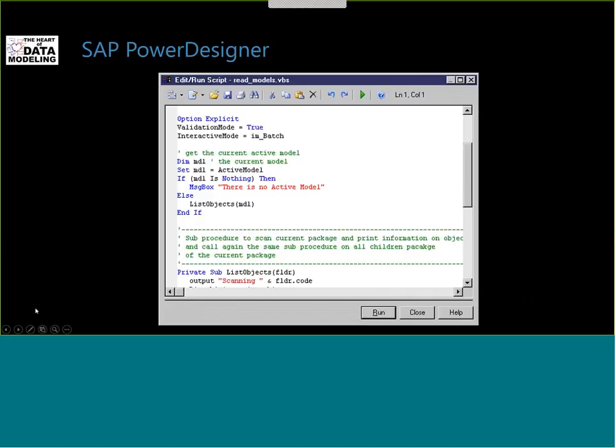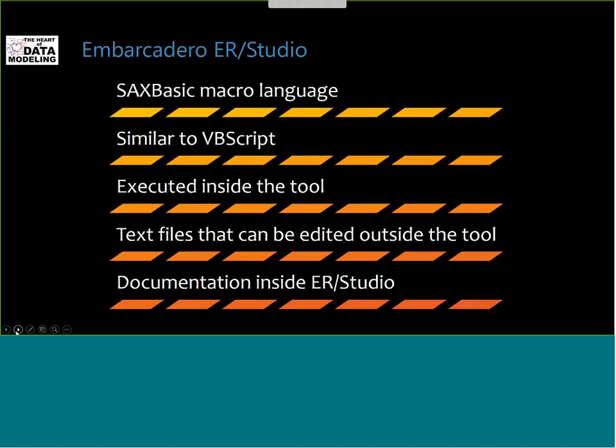So some examples from their documentation is, and you're going to see something that looks a lot like this. So this is something that is getting the current model and getting the objects in it, and it's going to go do something throughout. So it's going to scan a package and do these things. And it's a Visual Basic script.